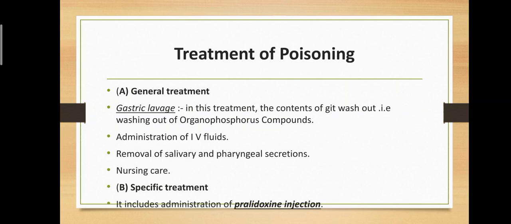Next point, treatment of poisoning. There are two main treatments: first, general treatment, and second, specific treatment. In general treatment, there is gastric lavage, which means washing out the contents of the GIT, that is, washing out organophosphorus compounds. Also administration of IV fluids, removal of salivary and pharyngeal secretions, nursing care, etc. come under general treatment. Specific treatment includes administration of pralidoxime injection.